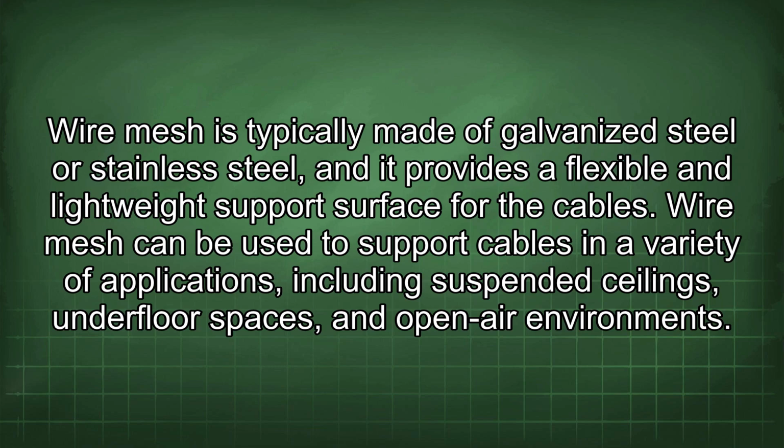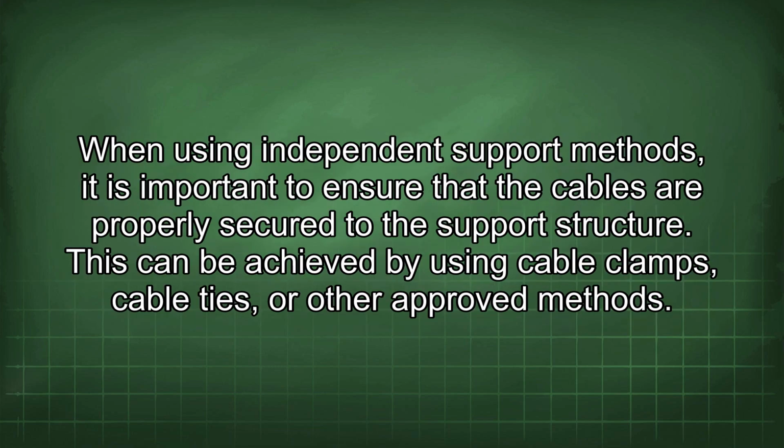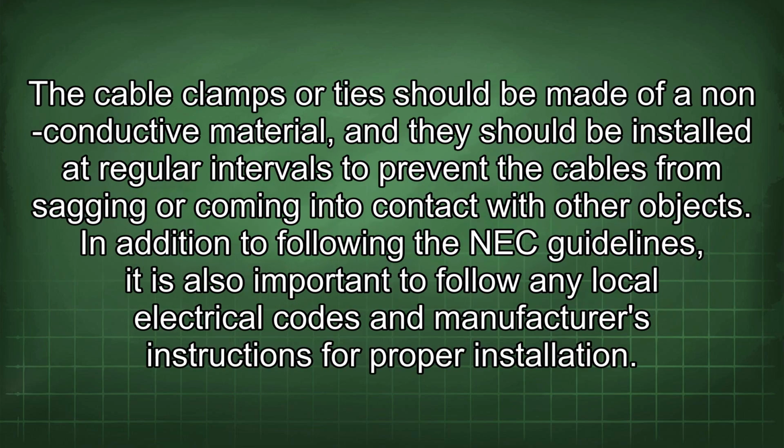Wire mesh can be used to support cables in a variety of applications, including suspended ceilings, underfloor spaces, and open-air environments. When using independent support methods, it is important to ensure that the cables are properly secured to the support structure. This can be achieved by using cable clamps, cable ties, or other approved methods. The cable clamps or ties should be made of a non-conductive material, and they should be installed at regular intervals to prevent the cables from sagging or coming into contact with other objects.